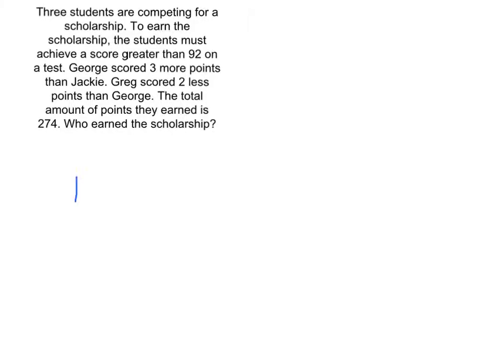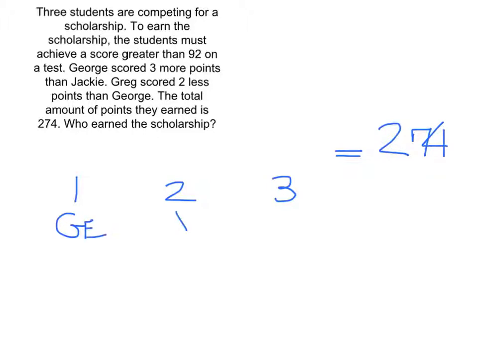3 students, so we have 1, 2, and 3. Their total points is 274. And George scored 3 more points than Jackie. So I need to put George, Jackie, and Greg in here instead of just 1, 2, and 3. So again, George scored 3 more points than Jackie. So George is x plus 3 and Jackie is x.